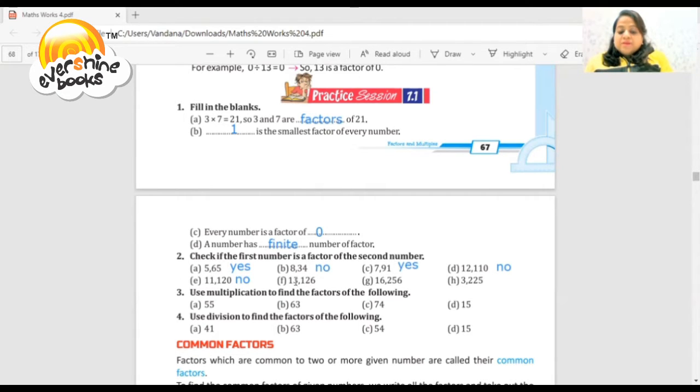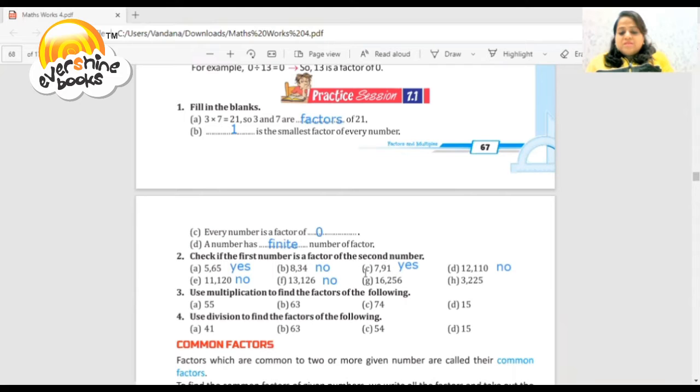So students, it's your answer. 126 is your dividend, and you have to check by using the division method. So tell me your answer. What will you write here, yes or no? Tell me fast. So write here no, as 126 is not divisible by 13.